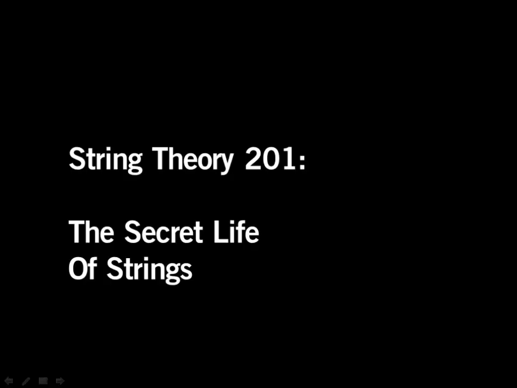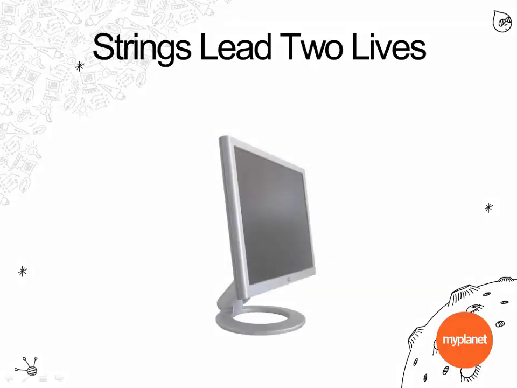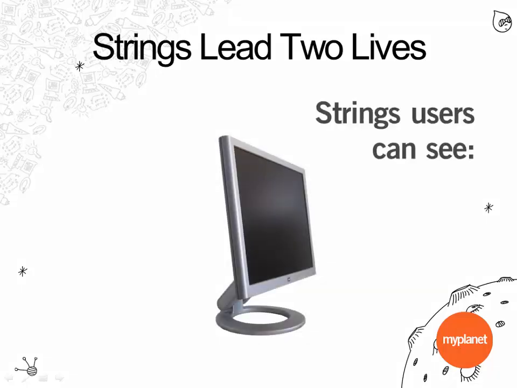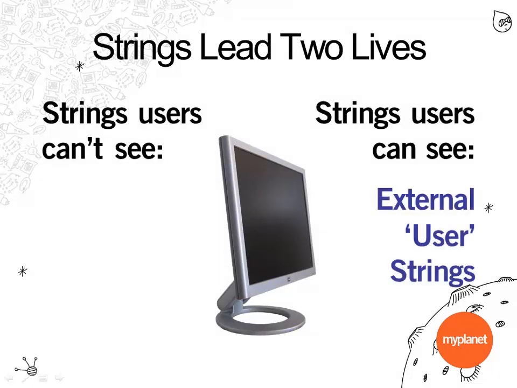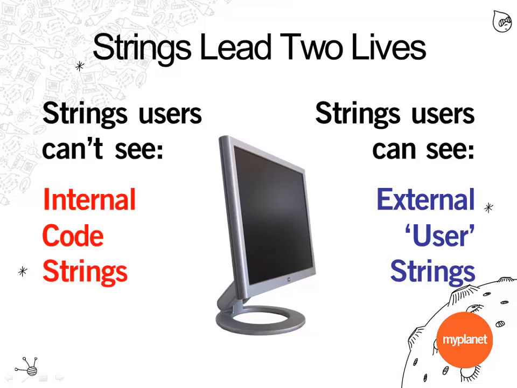So what do we do about that? Let's go into it a little bit deeper and see if we can find a way towards a solution. Strings have a secret life. There are the strings that you can see on the front of the screen, that's what the users see. And there are strings on the inside, behind the screen, on the inside of the code, that users never see.